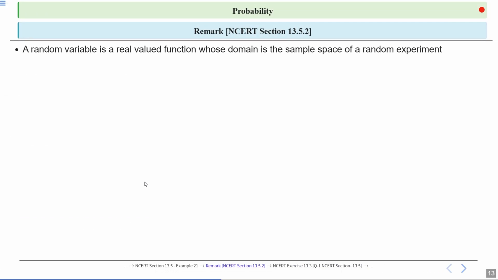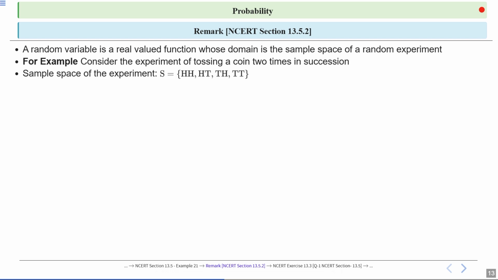Now we will see a remark. Okay, so here note this remark: a random variable is a real valued function whose domain is the sample space of random experiment. For example, consider the experiment of tossing a coin 2 times, okay, in succession.